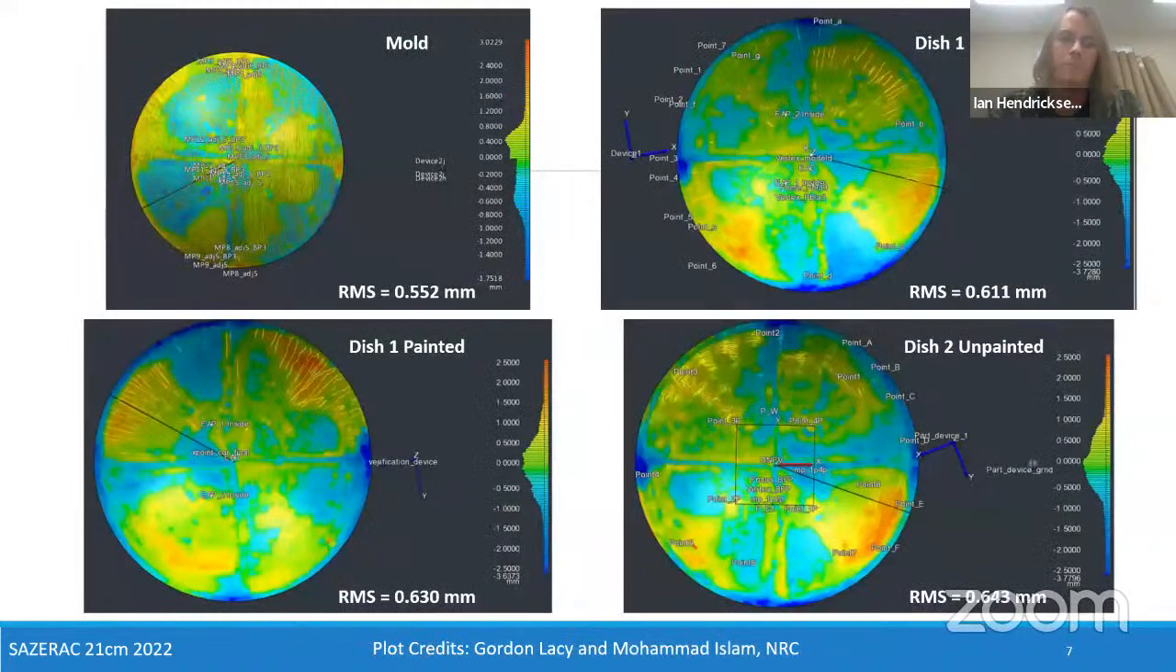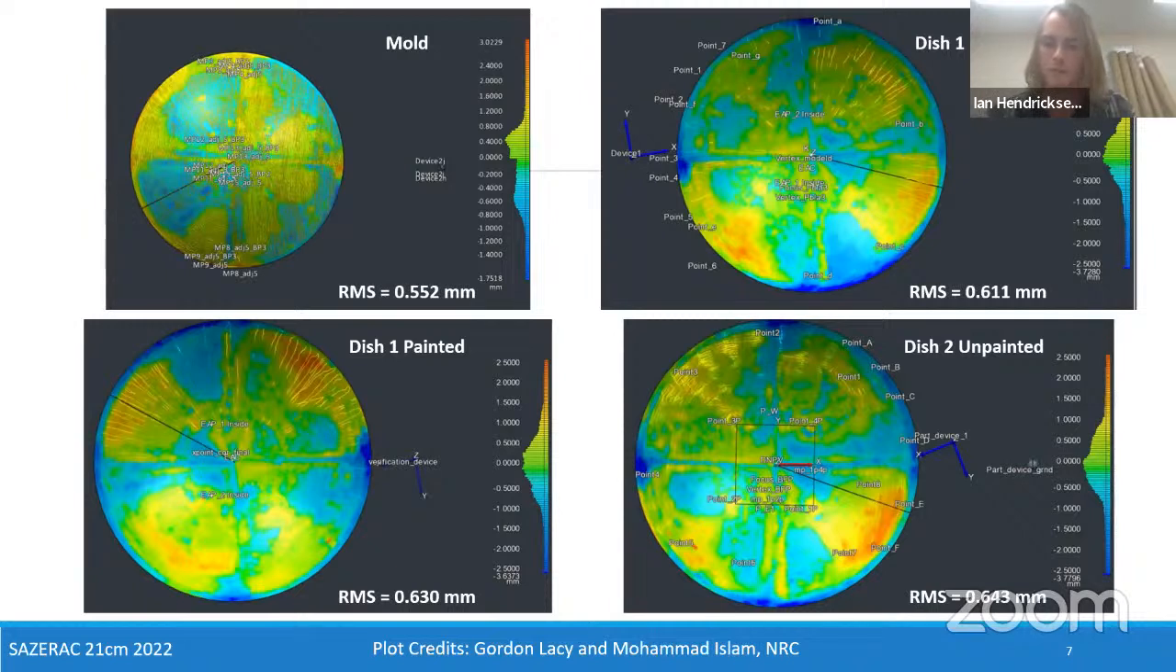So these are laser tracker measurements of the first and second dish, as well as the mold. And in all cases, you can already see right away that the RMS is sub-millimeter. I should mention that the mold is the primary thing that is contributing to the error. So if we can hopefully achieve a mold that is lower RMS, we should also hope to see this on the dishes. But the mold RMS is around 0.552 millimeters.